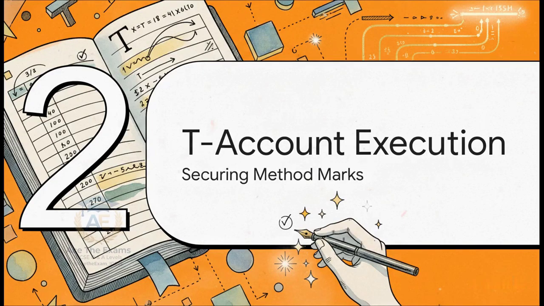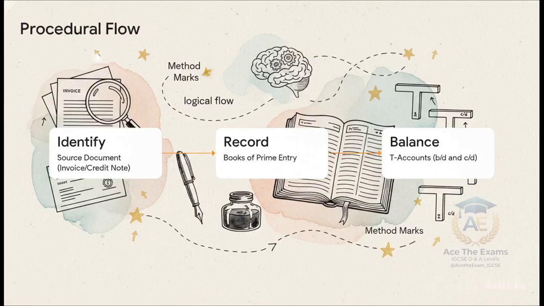Moving on to Section 2, T-account execution, securing the method marks. So the technical execution of partnership capital and current accounts requires a really strict methodological step-by-step approach. It's like a recipe. You start by identifying the source document, you move that data to the books of prime entry, and finally, you construct your T accounts.